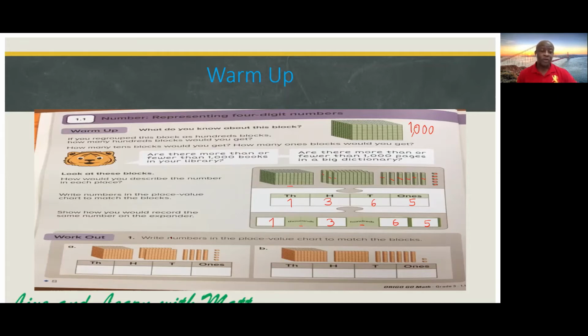Do some workout. Number one, write numbers in the place value chart to match the blocks. How many thousands? We have just 1. So we write 1 here. How many hundreds? We have two. So we write two here. How many tens? We have one, two, three, four. So we write four tens. How many ones? We have one, two, three, four, five. So we have five ones. Please write this in your student journal, page 8.